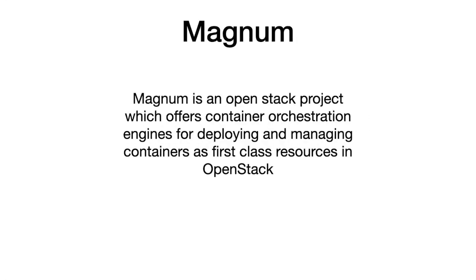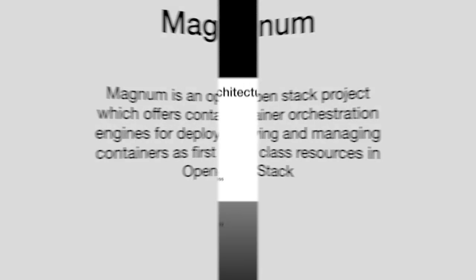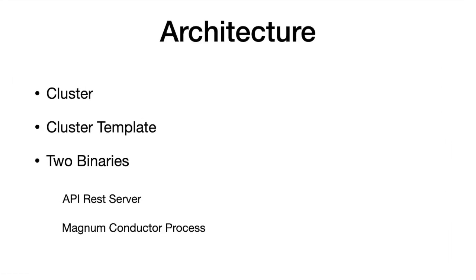Magnum is an OpenStack project which offers container orchestration engines for deploying and managing containers as first-class resources in OpenStack. A little bit about the Magnum architecture. How is Magnum designed? Magnum is designed as two components, a cluster, which is a collection of nodes, and a cluster template, which stores template information about the cluster and is used to create new clusters.